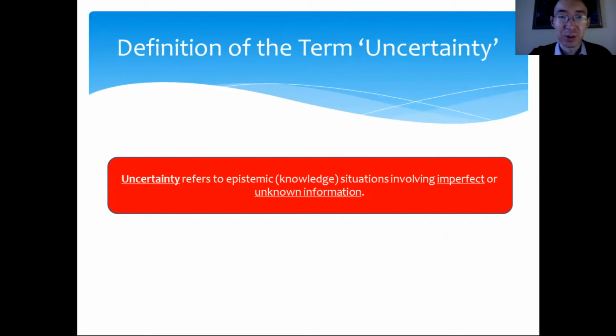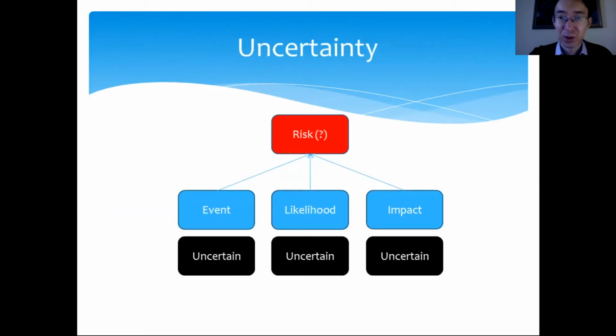Uncertainty refers to epistemic, which is knowledge, situations involving imperfect or unknown information. So as you can see, we don't know what can happen, we don't know when it's going to happen, and we don't know how it's going to impact us. So this is the situation where everything is uncertain.